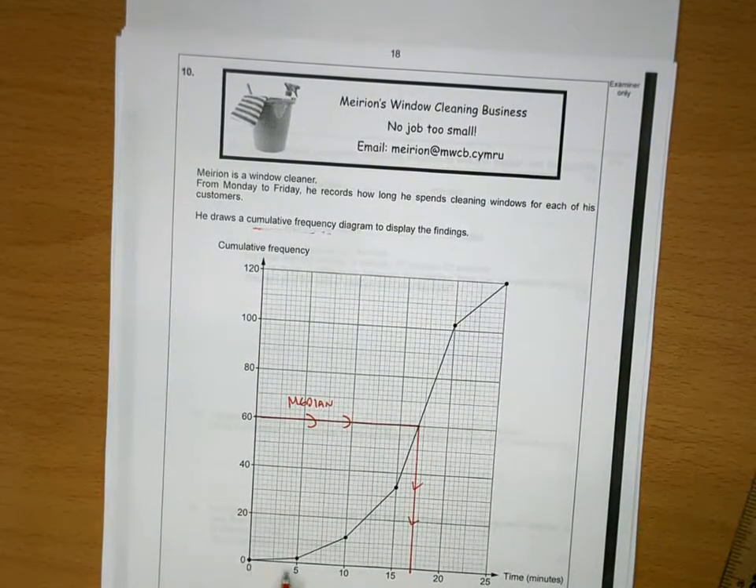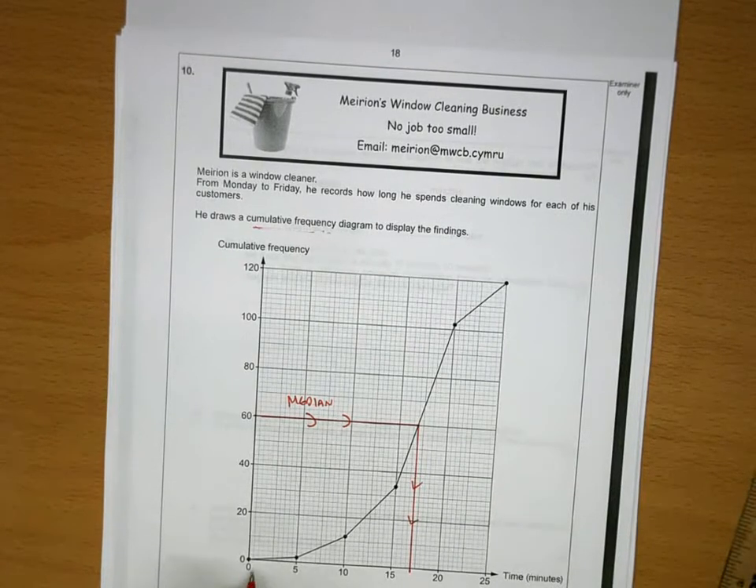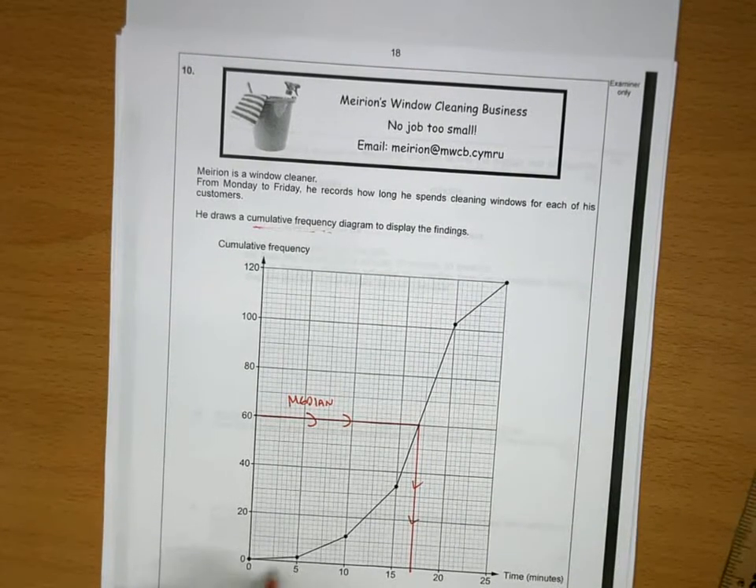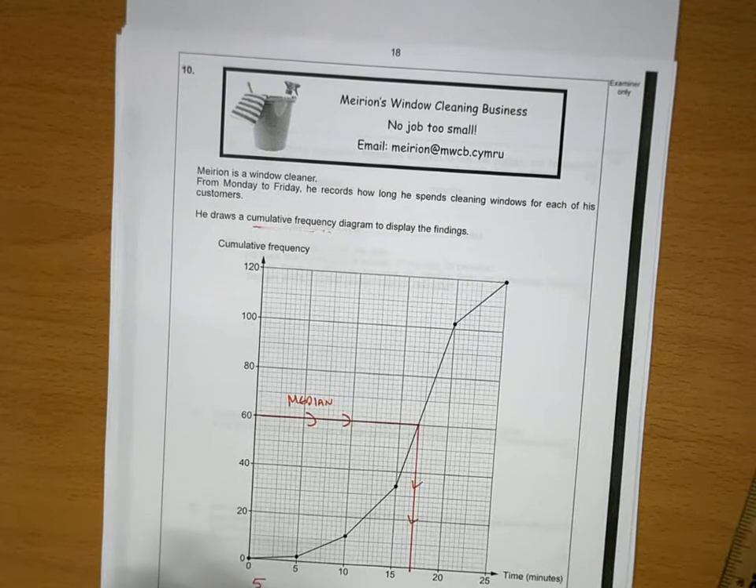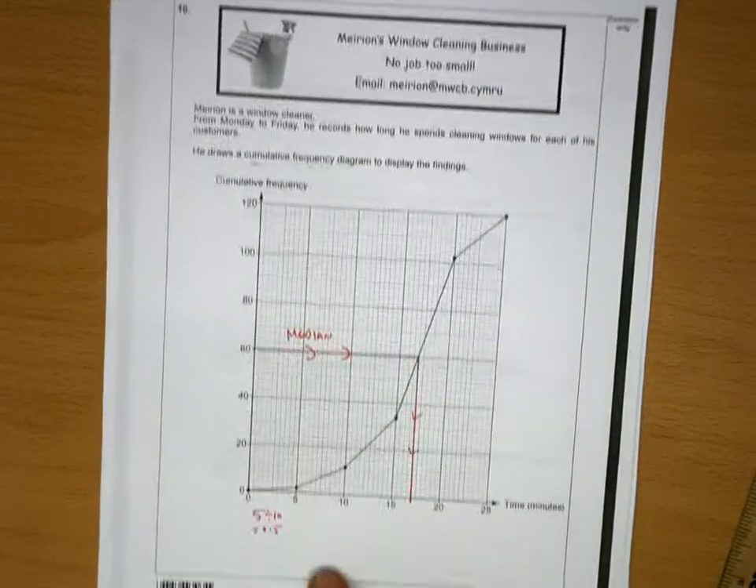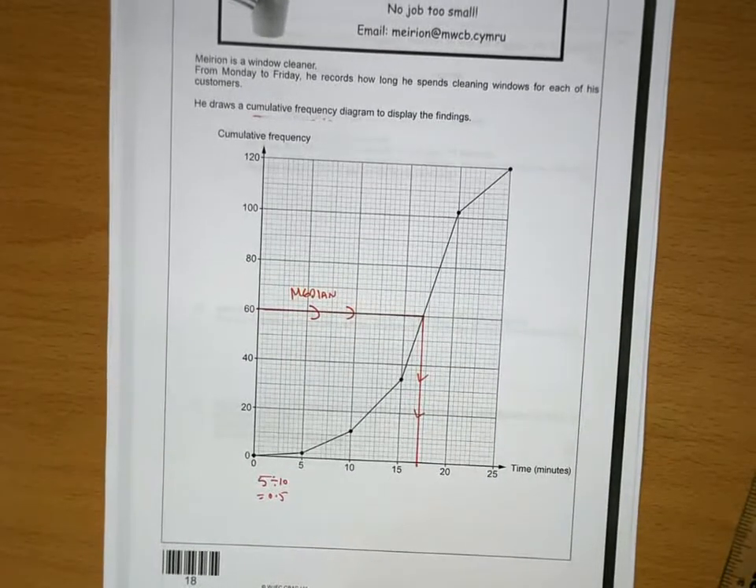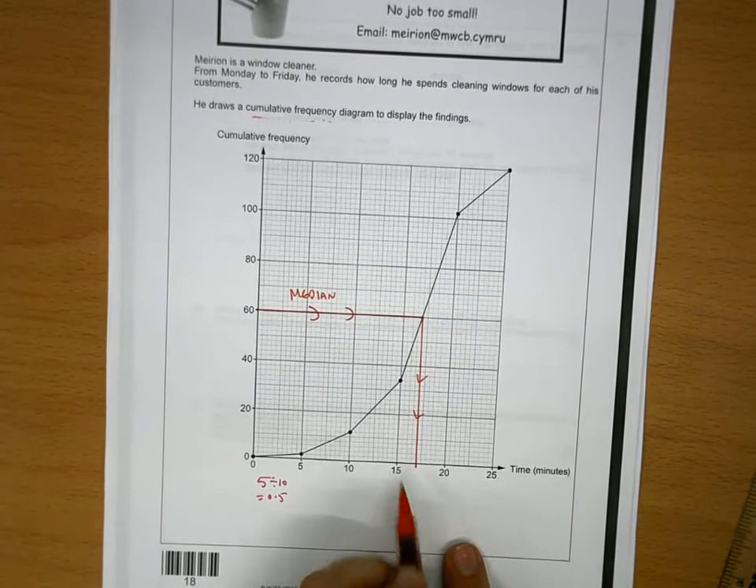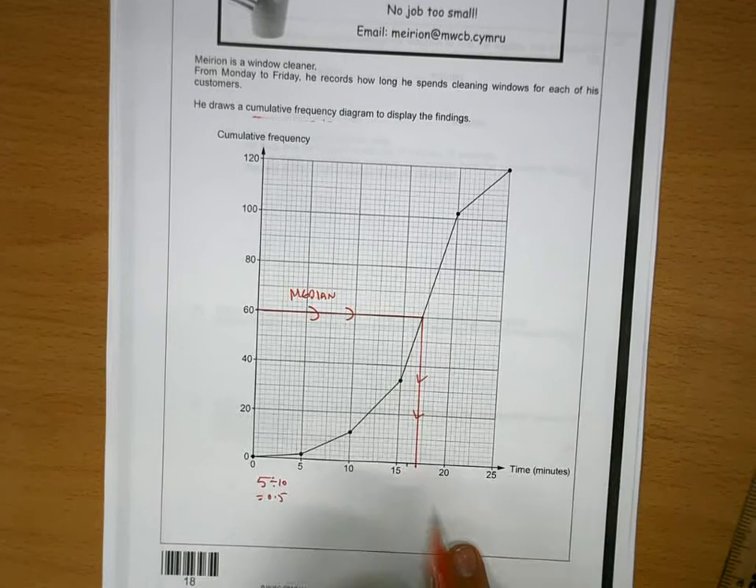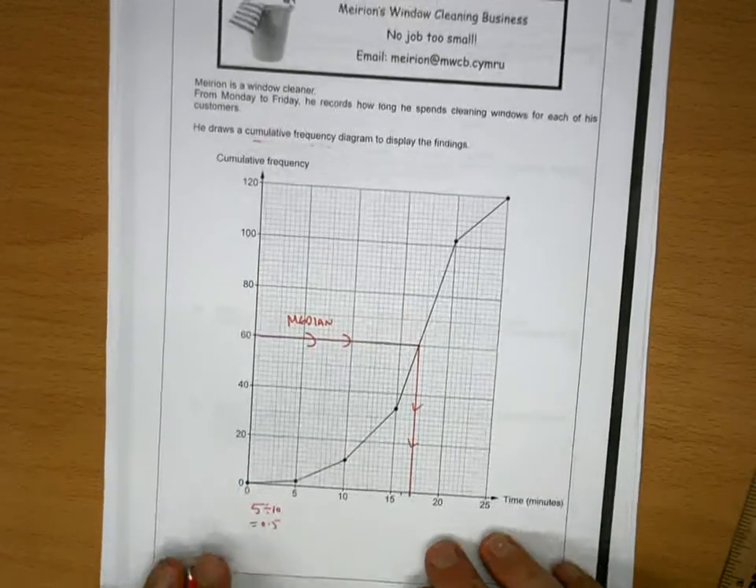We need to figure out the scale. This is going 0 to 5 in 10 jumps. So 5 divided by 10, each little square, is a half. So I've got 15, 16, 17. So the median is 17.